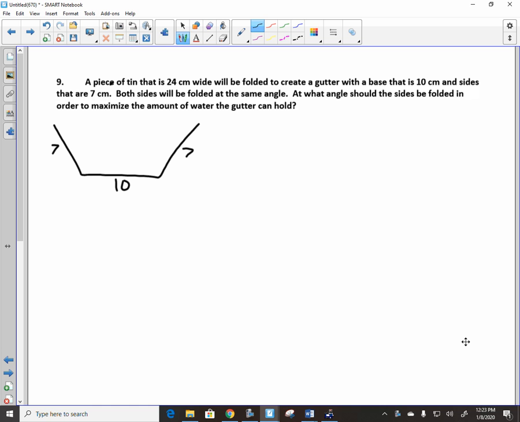Agreed? So the question is, what angle should we fold that at in order to maximize the amount of water that the gutter can hold? So what's driving the problem is that we want to maximize this amount of water. Would you agree we want to maximize the area of that shape? What is that shape? A trapezoid. What's the area of a trapezoid?